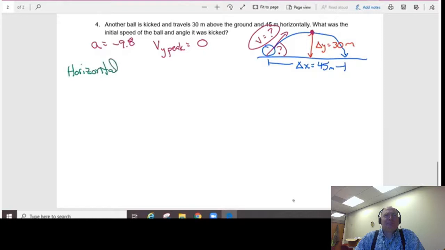Okay, next thing I always do is I look at, what do I have horizontally, what do I have vertically? And again, horizontal, Vx is equal to delta x over t. I don't know what Vx is. I need it, but I don't know what it is. I don't know what t is, but I do know that my horizontal distance is 45 meters. All right, so at this point, I can't go any further with my horizontal stuff.